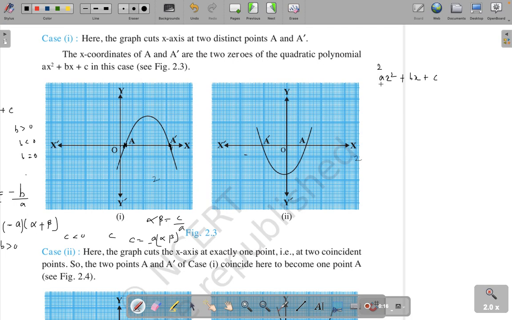Okay. So you can write it in the form ax square plus bx plus c equals 0. Okay, next, can you tell me the sign of a, b and c?